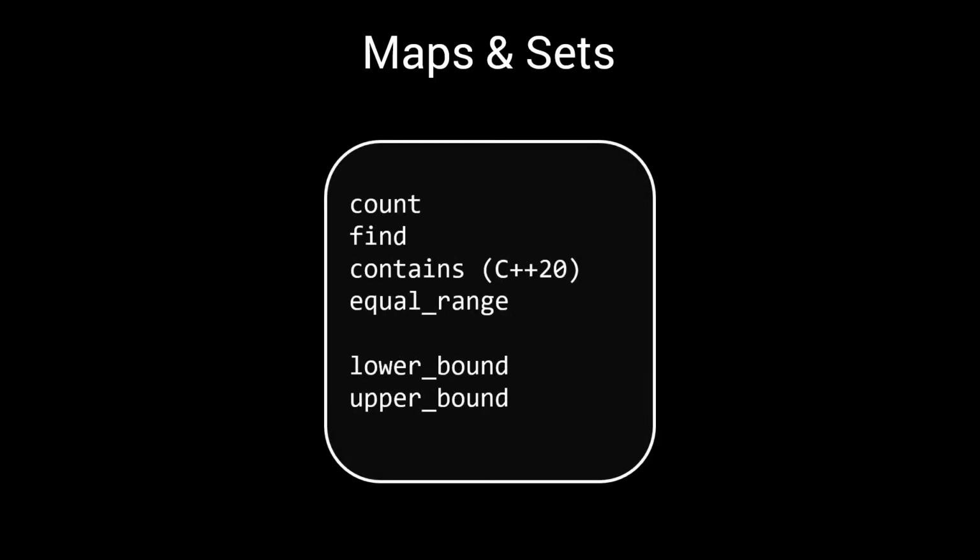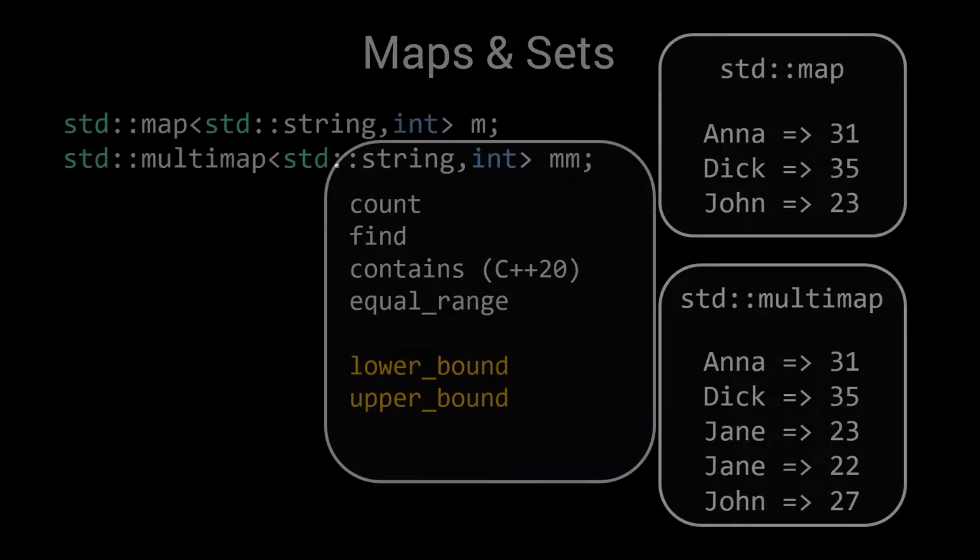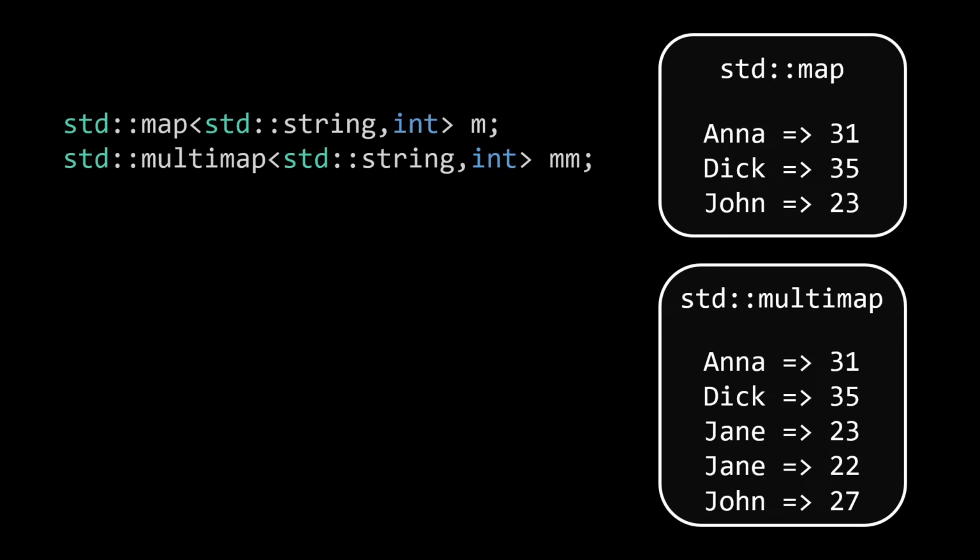The algorithms we'll discuss today are available for all of these containers, with the exception of the lower bound and upper bound algorithm, which are only available for the sorted containers. We'll explain why when we get there. We'll demonstrate the different functions using a map and a multimap. But again, the same functions are also available for the other map and set types.